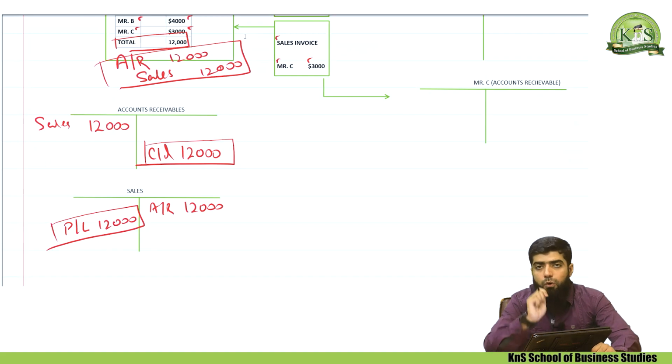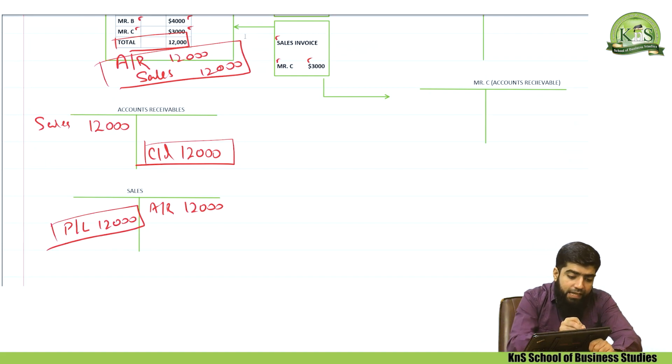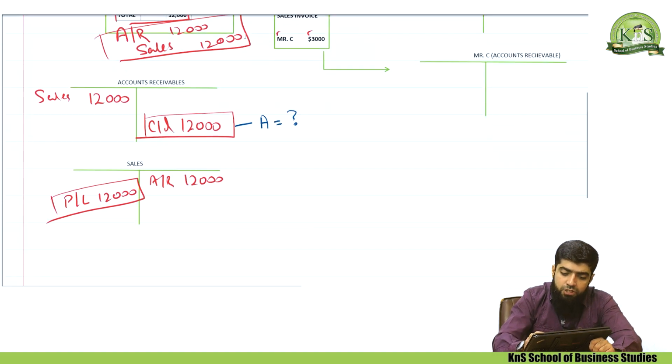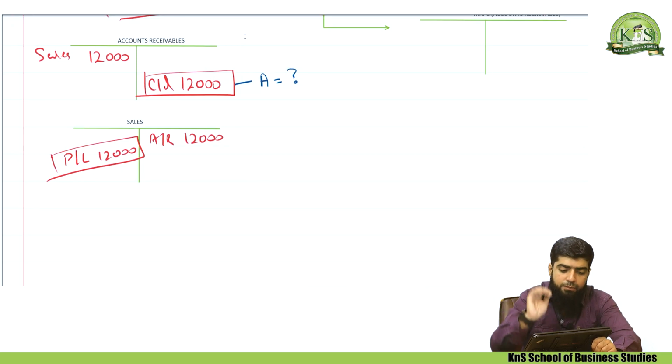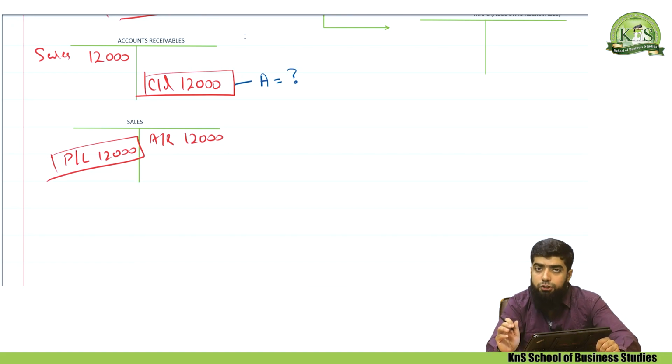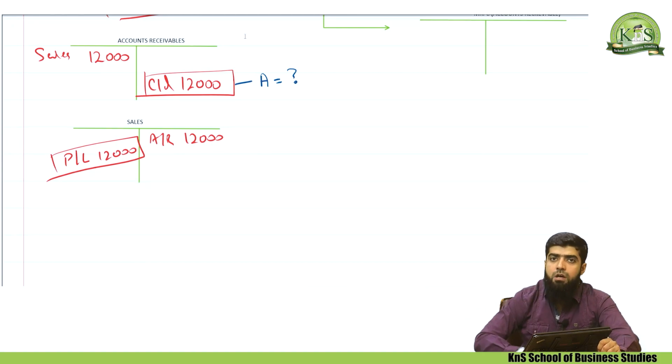Okay. But what if I ask you a question: can you please tell me what amount we have to receive from Mr. A? Ignore the upward calculation, ignore the sales journal book. If I just give you the account receivable ledger or T account, and there's a closing balance of $12,000, that shows we have to receive that amount from the customers.